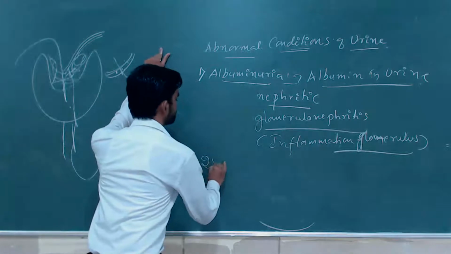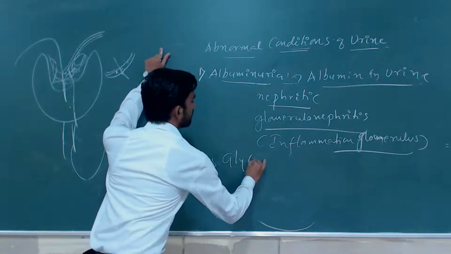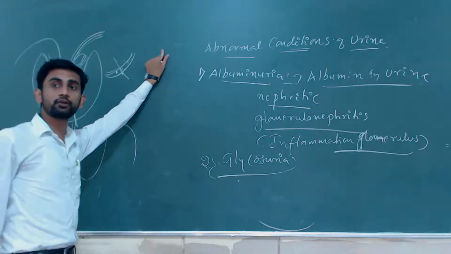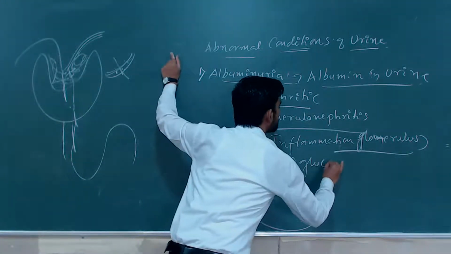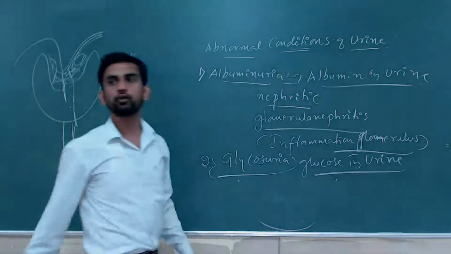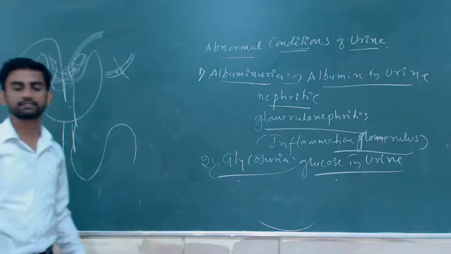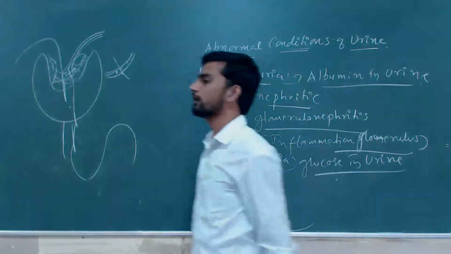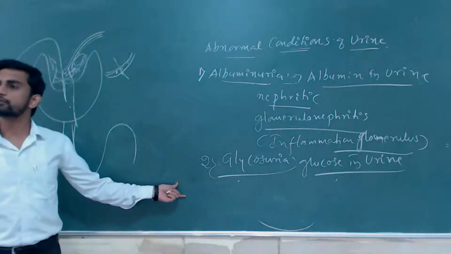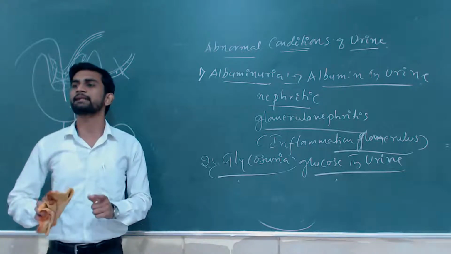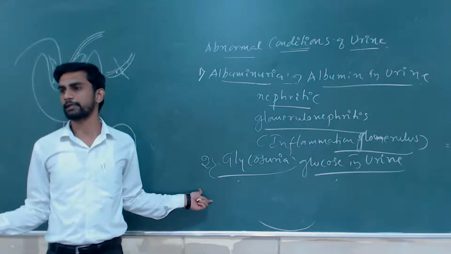And the second one, glycosuria. The name itself says glucose in urine. When glucose is coming out along with urine, one who is suffering from diabetes mellitus, the first thing they will go for is the urine and blood test. In the urine test, they check whether the glucose is coming out or not. If the glucose is not coming out along with urine, that shows their kidneys are functioning normally without any abnormalities. Are you getting my point?